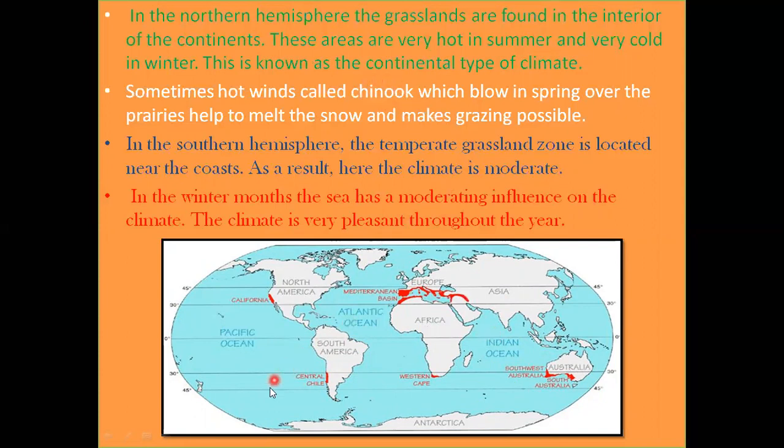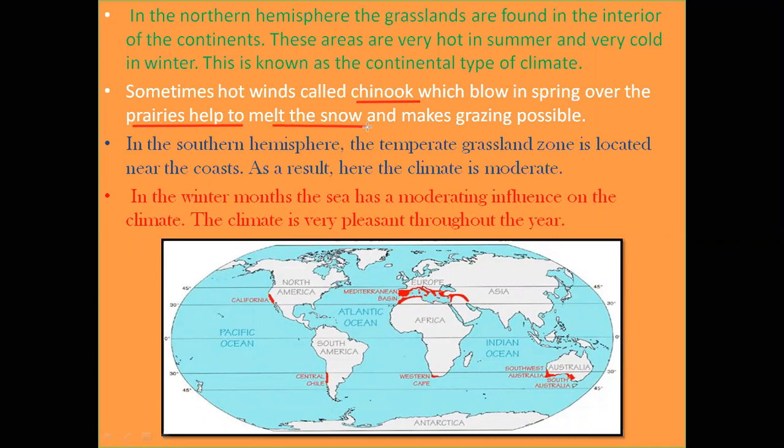Sometimes we can see hot winds, which are known as the chinook. What do you mean by chinook? Sometimes we can see a hot wind, and that is known as a chinook. It blows in the spring over the prairies and helps to melt the snow. The chinook is a hot wind, and it blows over the prairies, melting the snow and making grazing possible.